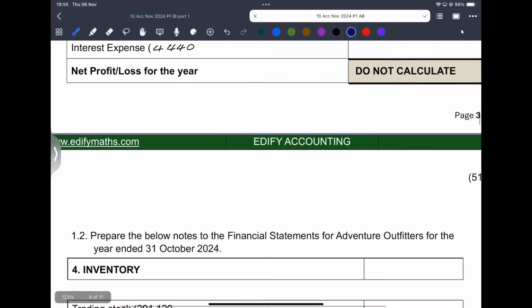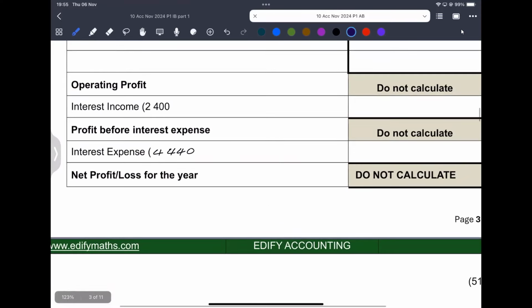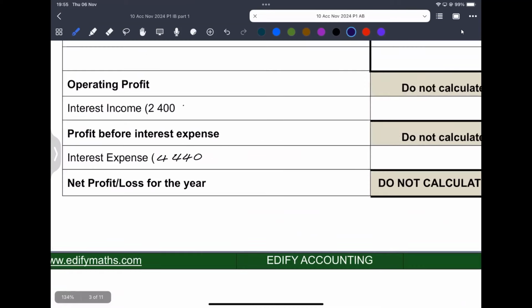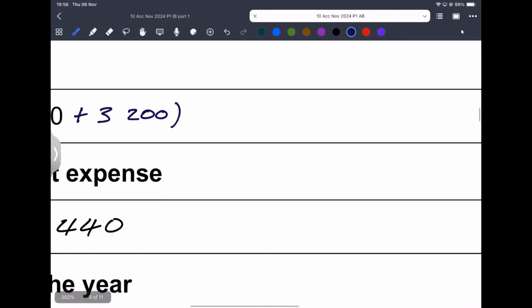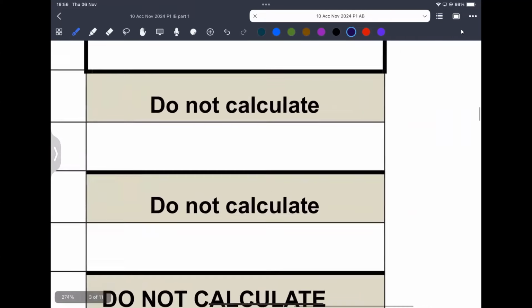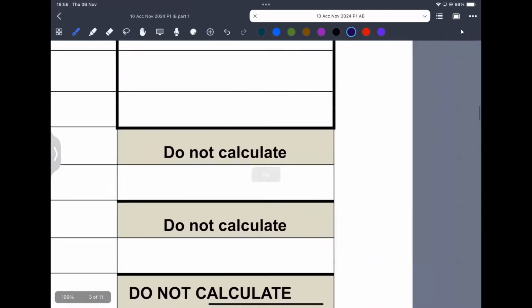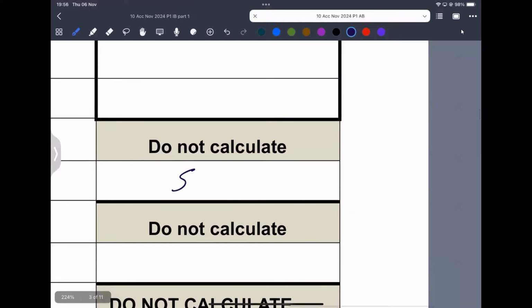It is accrued. You are going to go to your interest income and add it there. So I will take that 2,400 and add 3,200. So my interest on fixed deposit can go back to 5,600. And that 5,600 will be written over here. You will write it as 5,600.